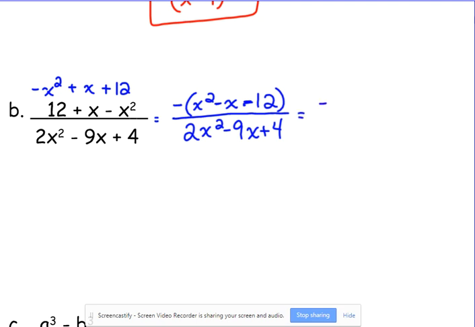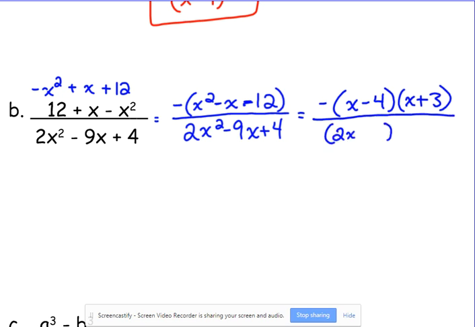Okay, so once we get rid of that negative, we get x minus 4 times x plus 3. And in the denominator, 2x times x gives us 2x squared. 2 times 4 will give us 8, and those are both negatives. 2 times 4 is 8, 8 and 1 makes 9.